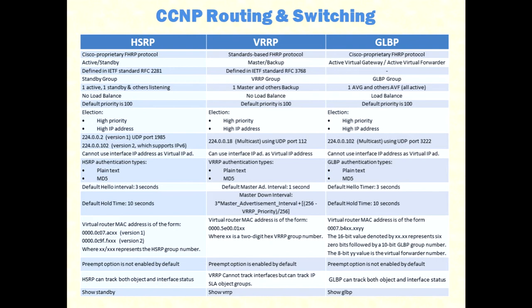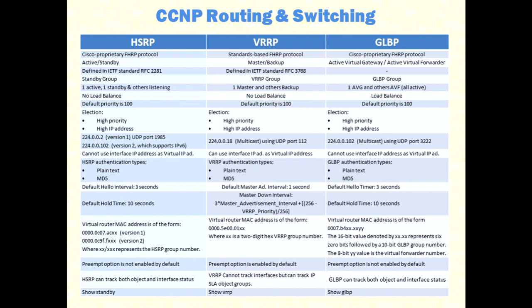For the VRRP, we have master down interval, and we have a formula, which is 3 times master advertisement interval plus the skew time, which equals 256 minus VRRP priority, and the amount is divided by 256. For the GLBP, the default hold time is 10 seconds.